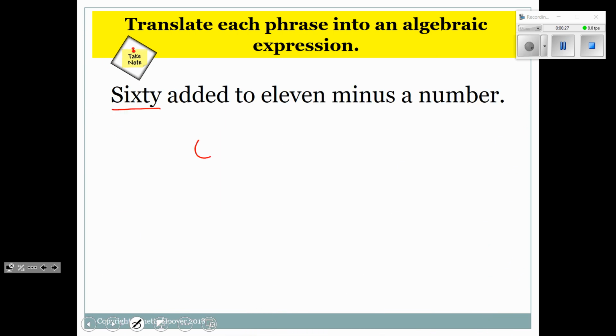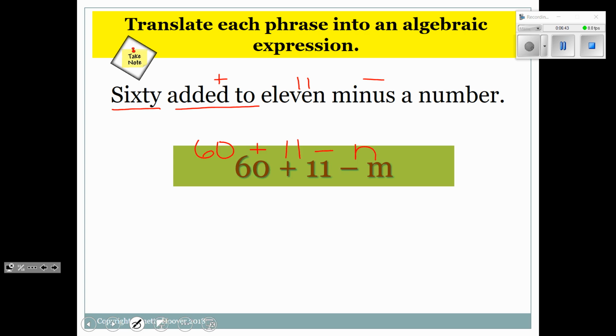60, so we write the number 60. Added to is an addition. 11, we write the number 11 minus a number. Straightforward. We just read from left to right and replaced the words with numbers and operational symbols.